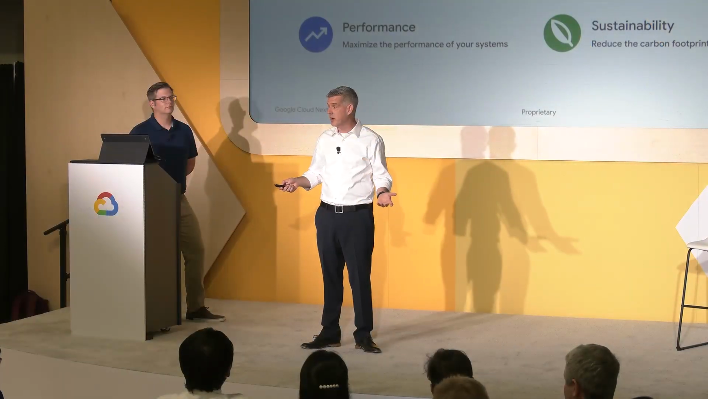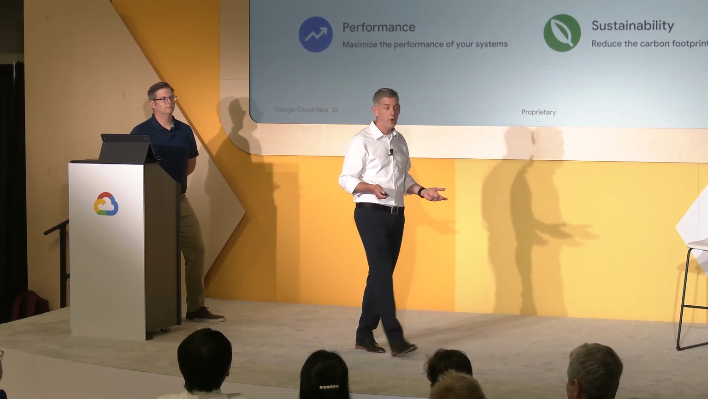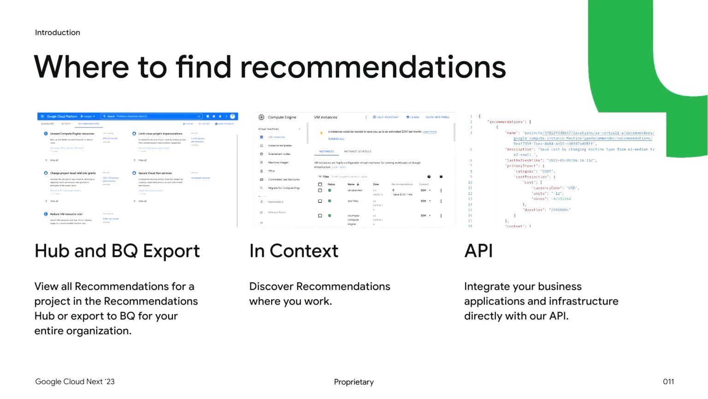So that probably sounds great, but from the show of hands earlier, most of you are new to ActiveAssist. So your first question is probably, where do I find these ActiveAssist recommendations? You can find them primarily in three places. Let's start in the console. Every project has a recommendations hub. There's a link on your project landing page that says recommendations.